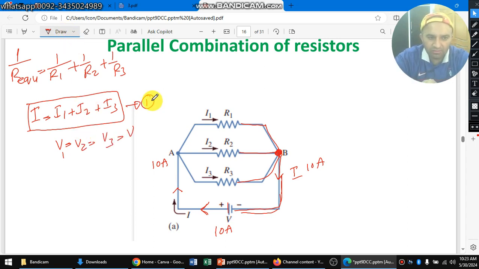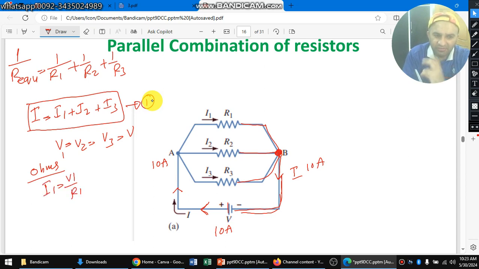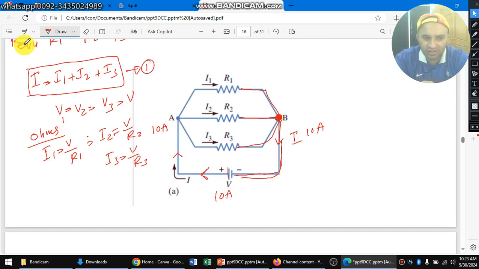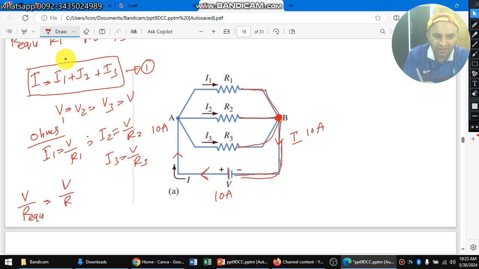Now, from equation 1, we can write I equals, according to Ohm's law, I1 equals V1 over R1, but instead of V1 we can simply write V, because V1, V2, V3 are the same. I2 equals V over R2 and I3 equals V over R3. Now we put these values in equation 1, and we get I equals V over R equivalent, the total current, equals V over R1 plus V over R2 plus V over R3.